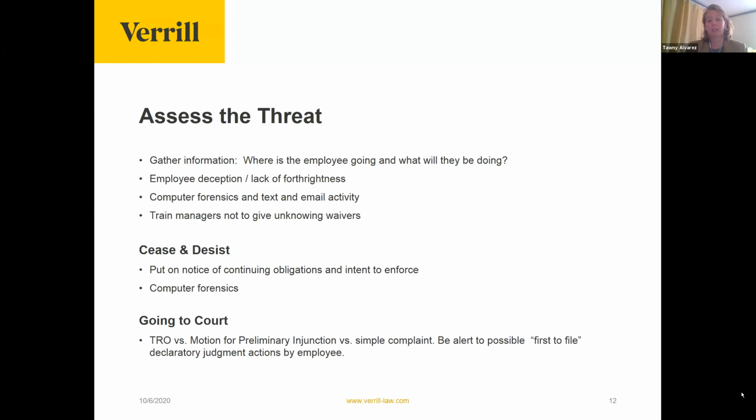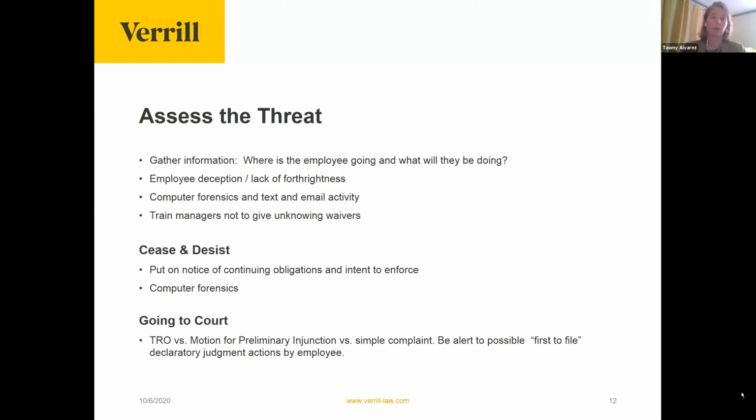Next, employee deception or lack of forthrightness. We've dealt with cases in which multiple individuals have said, I'm going to step away from work, I'm going to focus on family, or I'm going to focus on a family business. Come to find out, however, they're moving across the street to work for a competitor. This is one of the times where hearing what's going on in the rumor mill or around the water cooler sometimes is really helpful, because it's hard for that deception to spread to every level of the organization.